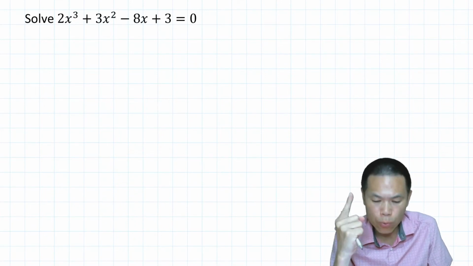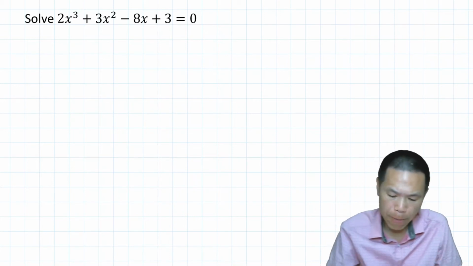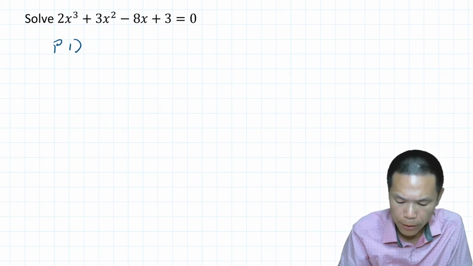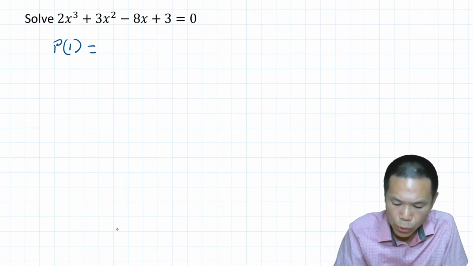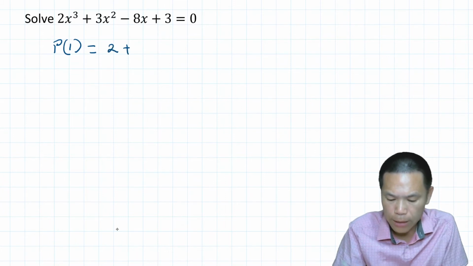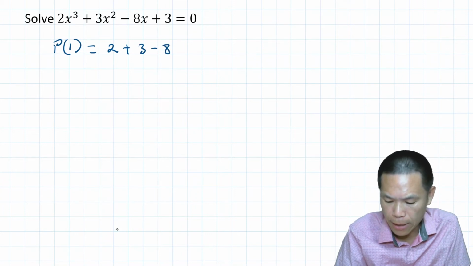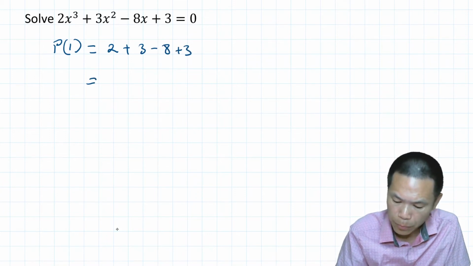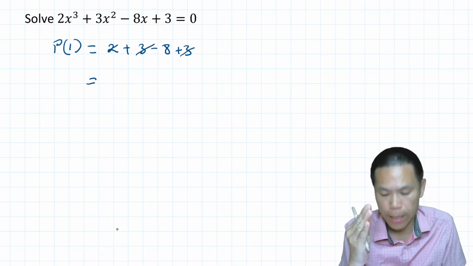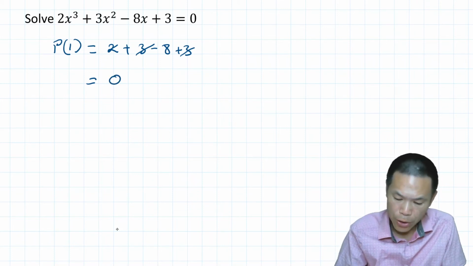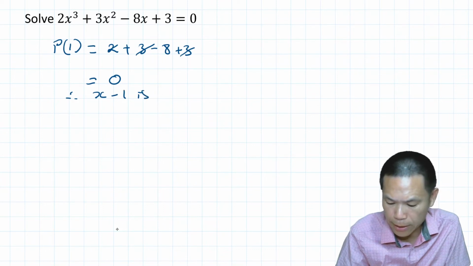So step number 1, we need to guess one factor. So we try p of 1, see what happens. So p of 1 first. So that means x is replaced with 1. So which is 2 times 1, which is 2, plus 3 times 1 squared, so 3 times 1 is 3, minus 8 plus 3. So adding this together gives me 6 plus 2 is 8, and minus 8 is 0. There you go. So therefore, x minus 1 is a factor.